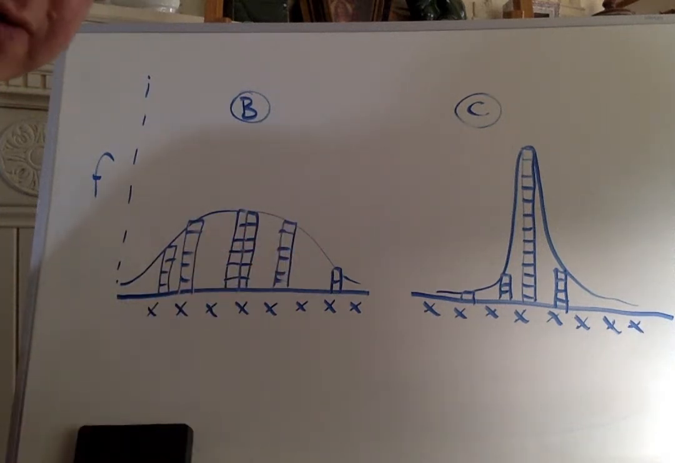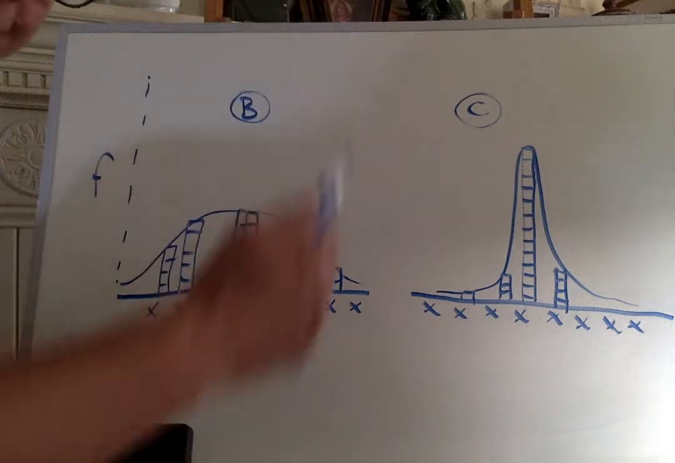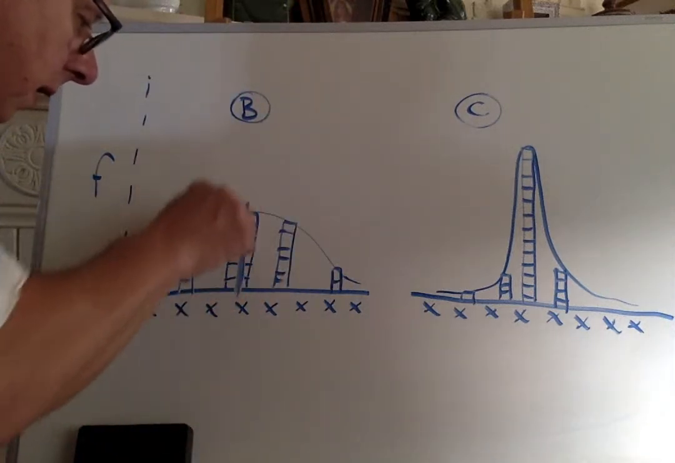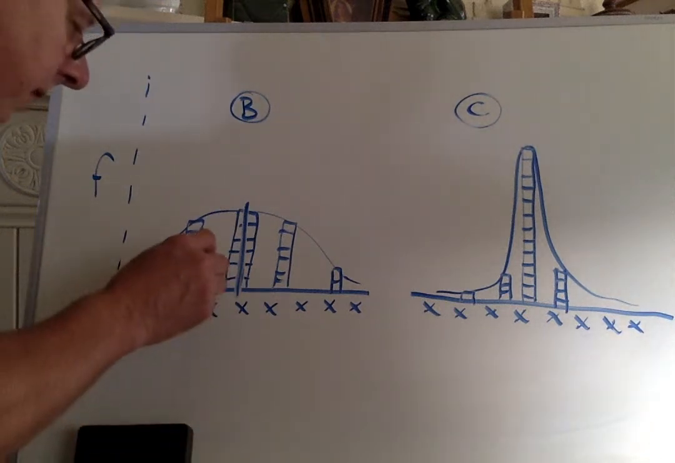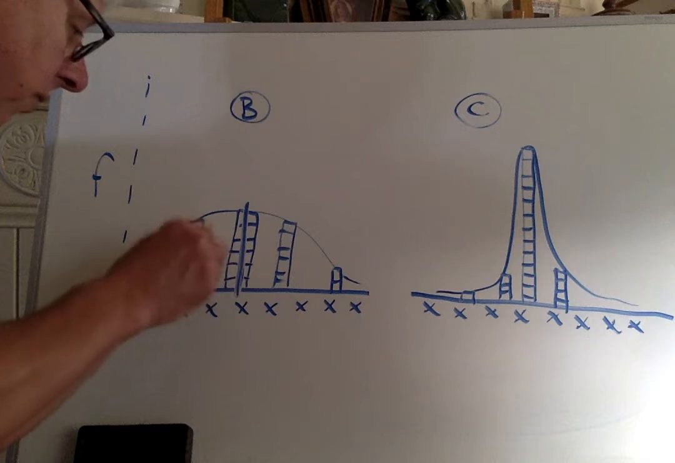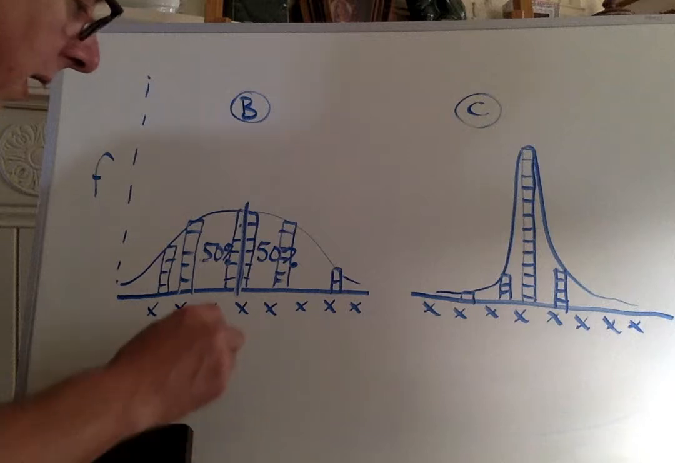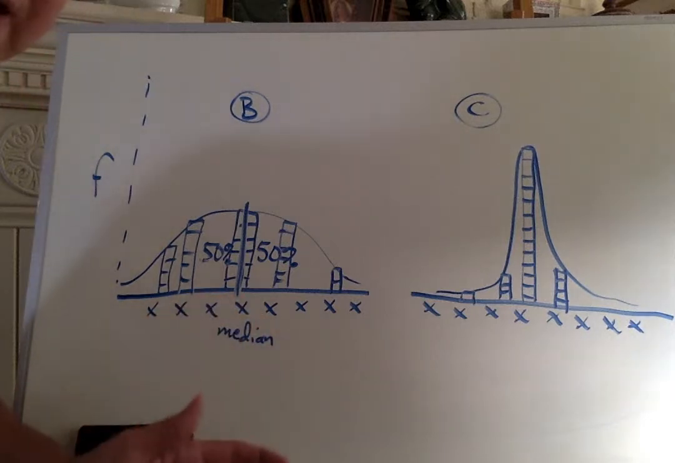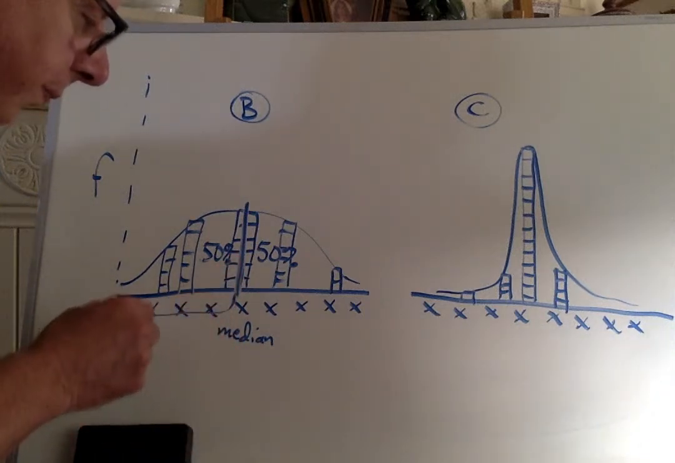Okay, so let's assume that both of these are symmetrical about the vertical axis here, so like this. Okay, let's assume that they're symmetrical. And so that would mean that if it's symmetrical, 50% of the boxes are here and 50% are here. So this would be our median, okay? The median is the 50th percentile, the place where 50% of the scores fall at or below, okay?